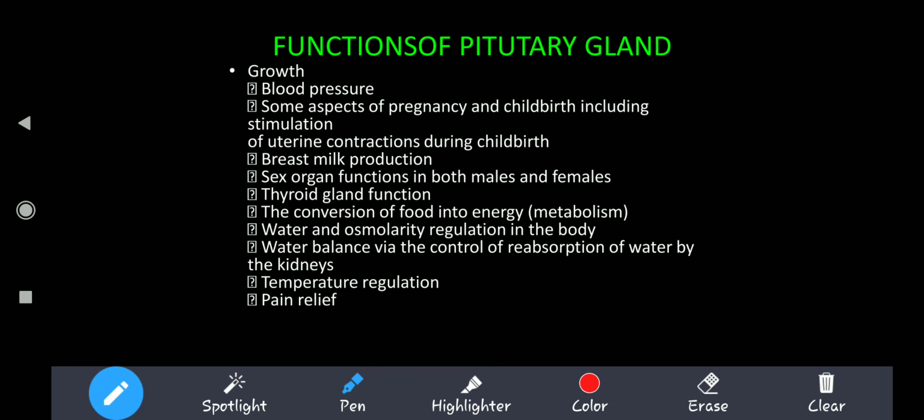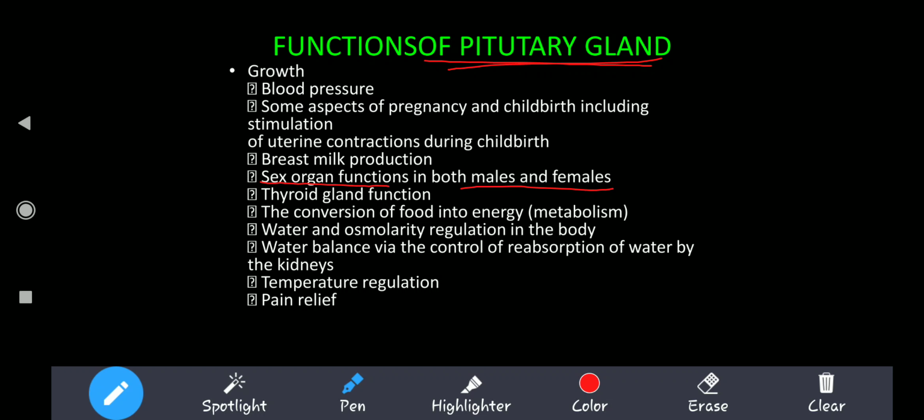Next use of the pituitary is breast milk production. Once the baby is born, the baby has its need, hunger, and so on. So the breast starts to produce milk, and the signal to the breast, the mammary glands or mammary tissues, comes from the pituitary. These have the capacity for production of milk. Not all the time is a human female producing milk. It is only during childbirth that she produces milk, and the signal is coming from the pituitary gland. Really amazing. Sex organ functions in both males and females is another function of the pituitary.